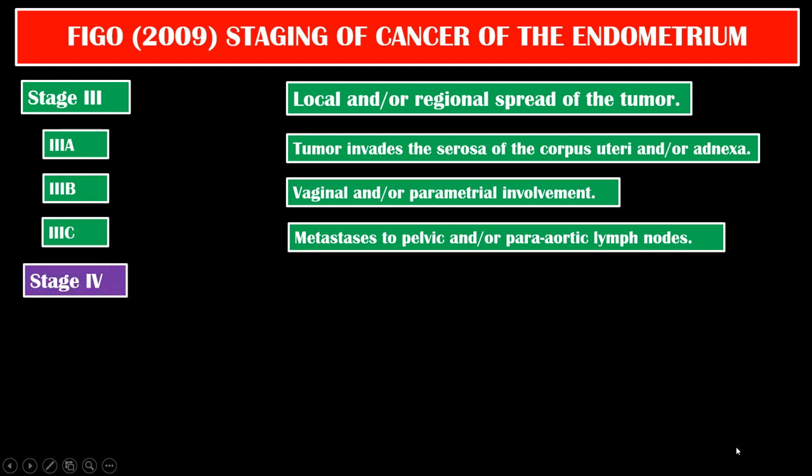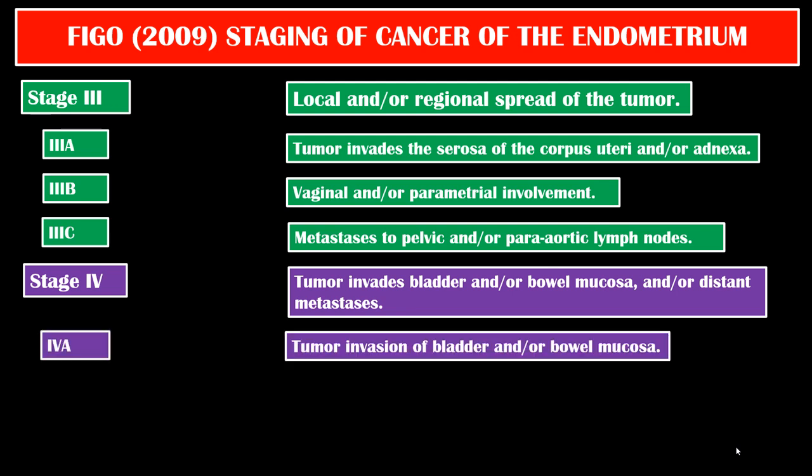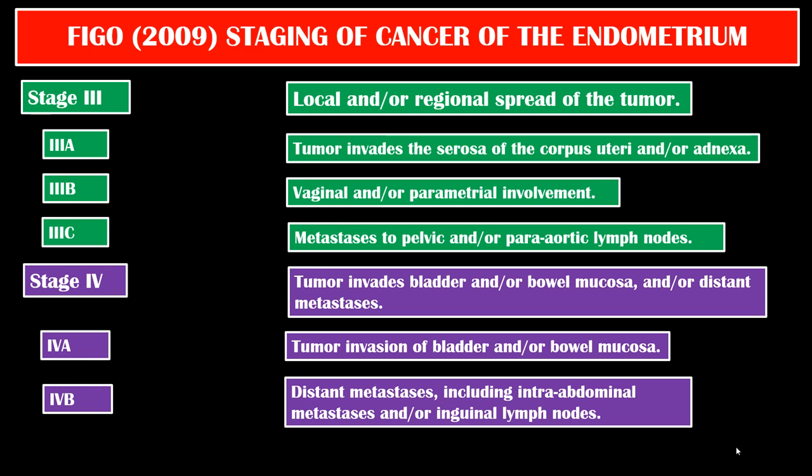Stage 4. Tumor invades bladder and or bowel mucosa and or distant metastasis. 4A. Tumor invasion of the bladder and or bowel mucosa. 4B. Distant metastasis including intra-abdominal metastasis and or inguinal lymph nodes.